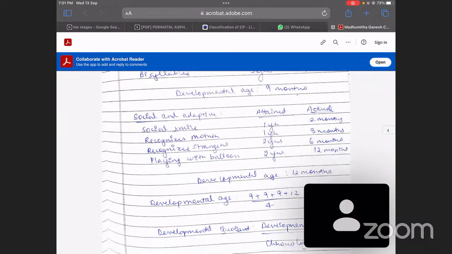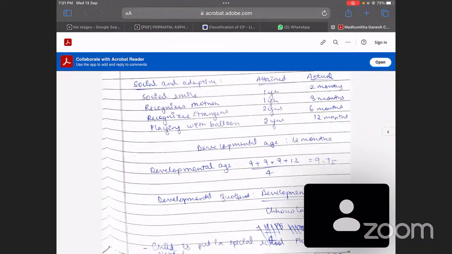Now social and adaptive. Social smile is attained at 1 year, and he recognizes his mother at 1 year. He recognizes strangers at 2 years, and he plays with a balloon at 2 years. So the developmental quotient is also the same here, 25%. So developmental quotient in everything is 25%. All areas are significantly delayed.